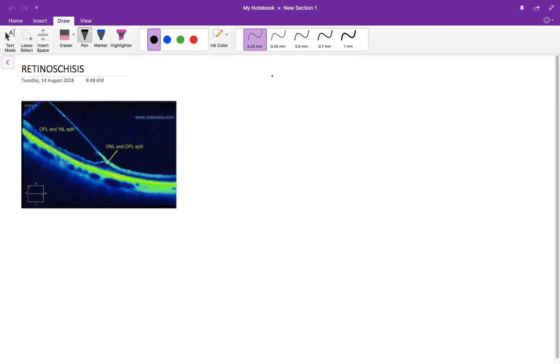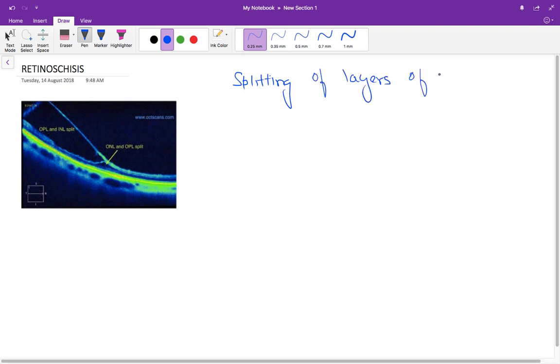Let's start with our next topic, that is retinoschisis. So basically, retinoschisis means splitting of layers of the retina. So what do you mean by splitting? Let's say we have 10 layers in the retina.